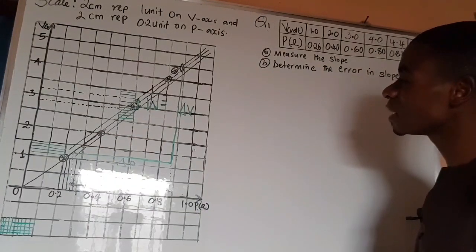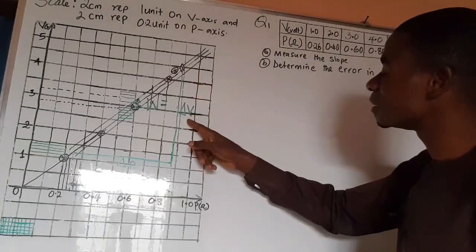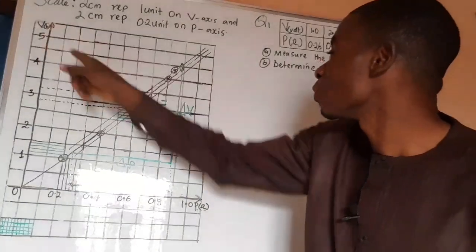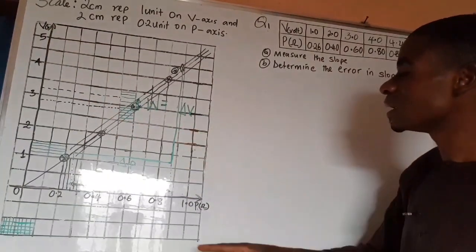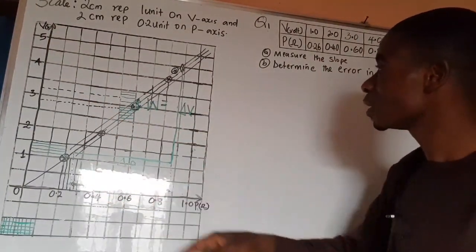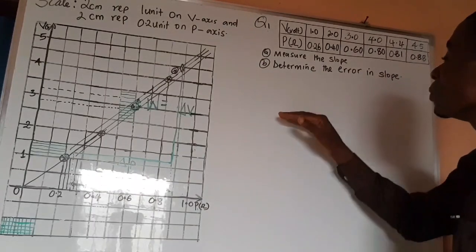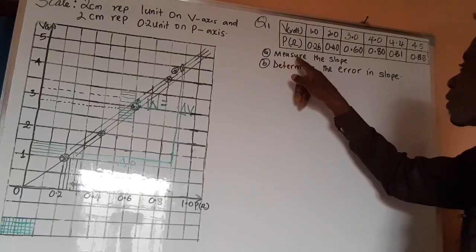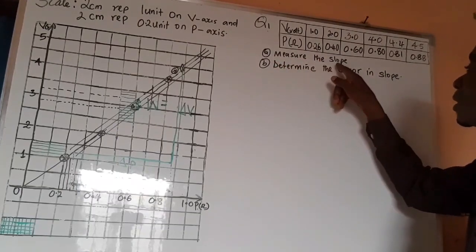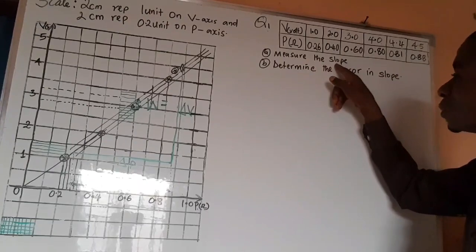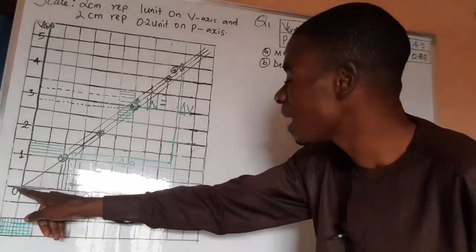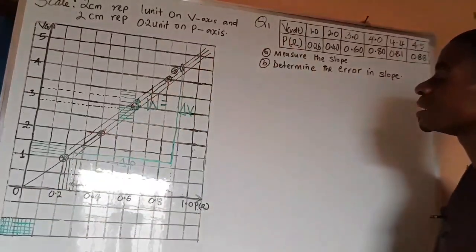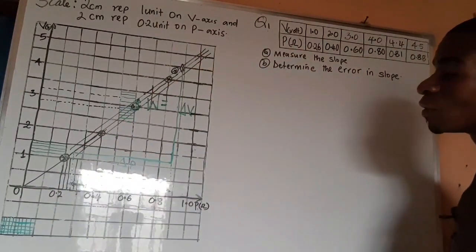After drawing the right angle, at the vertical, you say change in V because it's the vertical axis. Then at the horizontal, change in P. That means that we'll be able to answer our question number 1. The question number 1 is asking us to measure the slope. This is the line, the base line. The straight line you can see here is called the base line, the line of best fit.